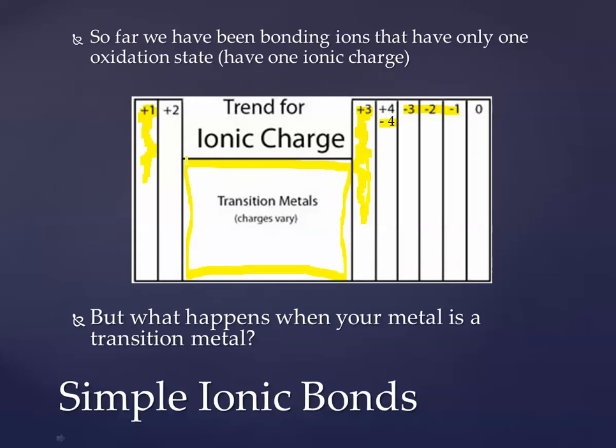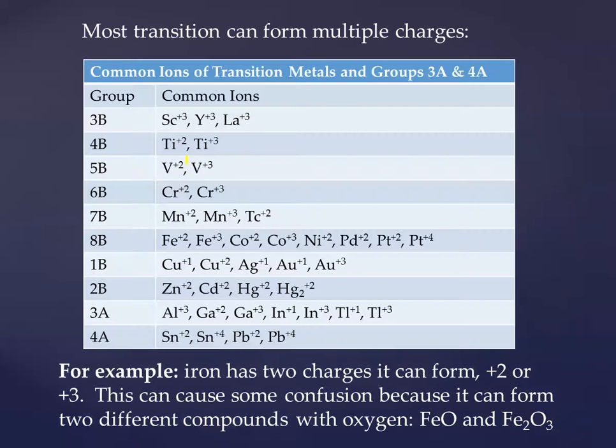And it says that the charges vary. So transition metals actually form multiple charges. So that can throw us off a little bit. But let's look at an example.